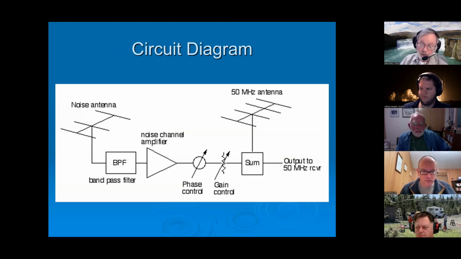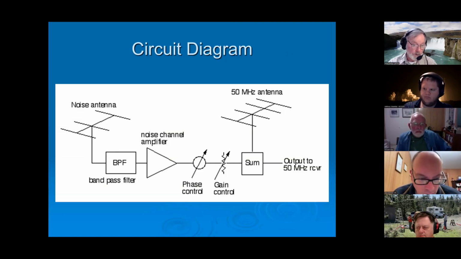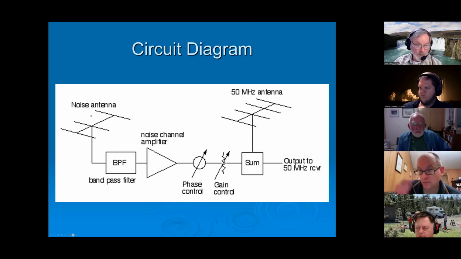So let's look at a circuit diagram of what that looks like. Over on the top left, we have our noise antenna. This is the antenna that is going to be doing the sensing, looking for the noise. Over on the right side here, we have our main antenna, the big guy.